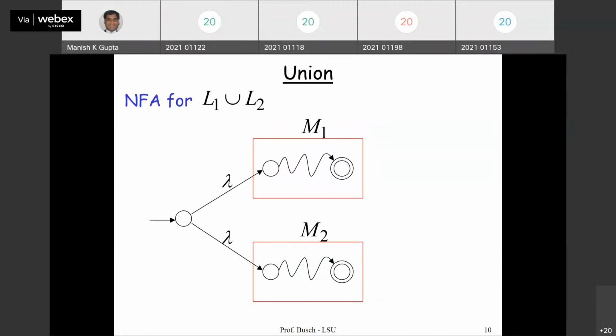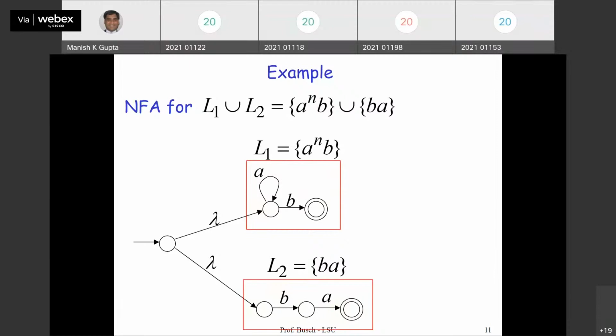Union. For the union, M1 is there, M2 is there, add a new start state and put lambda transitions to the start state of M1 and the start state of M2. That's all. This is the union. The accepting states could be any number of them; I don't care here, so that works. Here is an example for it, which we can verify.